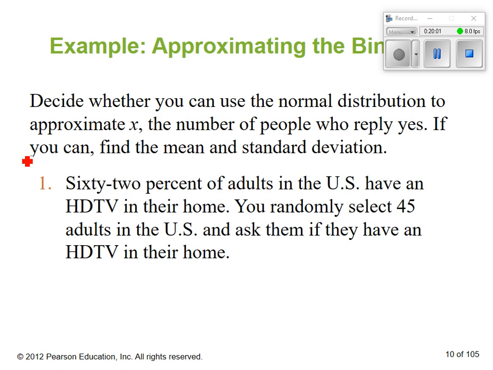Decide whether you can use the normal distribution. So we're just going to make a decision whether we can use it or not on each one of these. 62% of adults in the U.S. have an HD TV in their home. You randomly select 45 adults in the U.S. and ask them if they have an HD TV in their home. What's our N this time? Yeah, now it is 45.